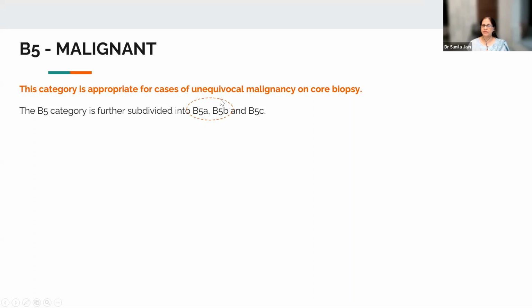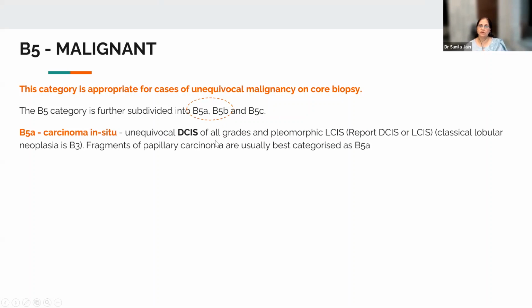B5A and B5B are the commonly used categories, and in most of the books, they describe B5C as a very rare category, which we can use sometimes if we're not able to tell whether it's intraductal or invasive. B5A, carcinoma in situ, is used only when there is unequivocal DCIS of all grades and in pleomorphic LCIS. If it is classical LCIS, then we don't put it into this category, we put it into B3. Also important to know is that fragments of papillary carcinoma are usually best categorized as B5A.